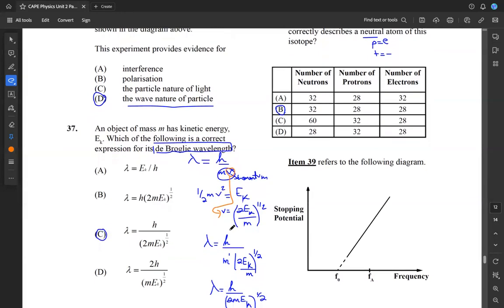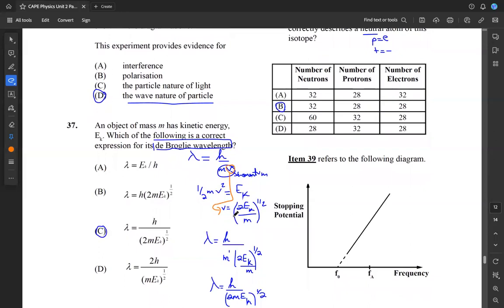So now what we're going to do, we're going to take this v, because they're asking us in terms of EK and an object of mass M. So that's why we had to go this route of saying, okay, EK is equal to half mv squared. So let me find what v would be. And then I'm going to take that v and plug that into my expression for the de Broglie wavelength, right?